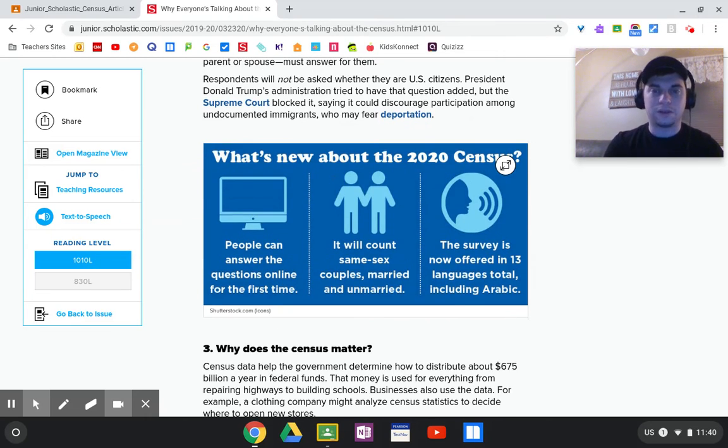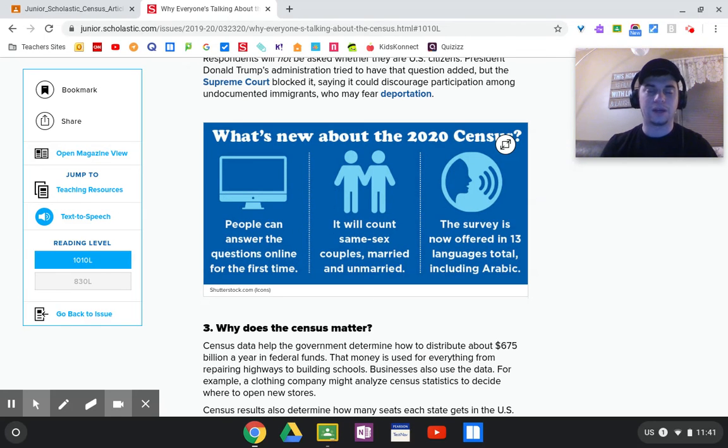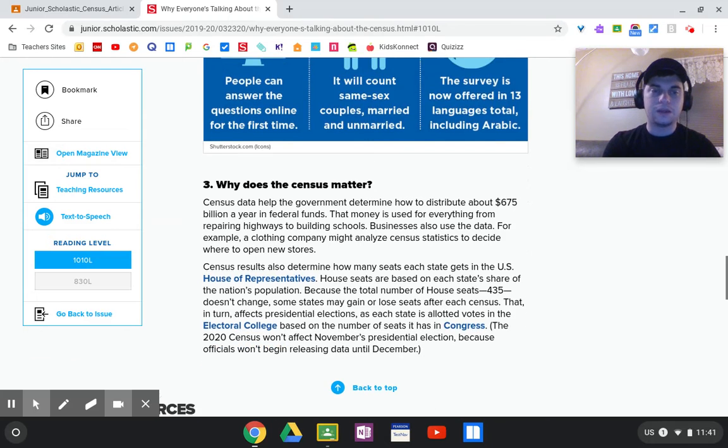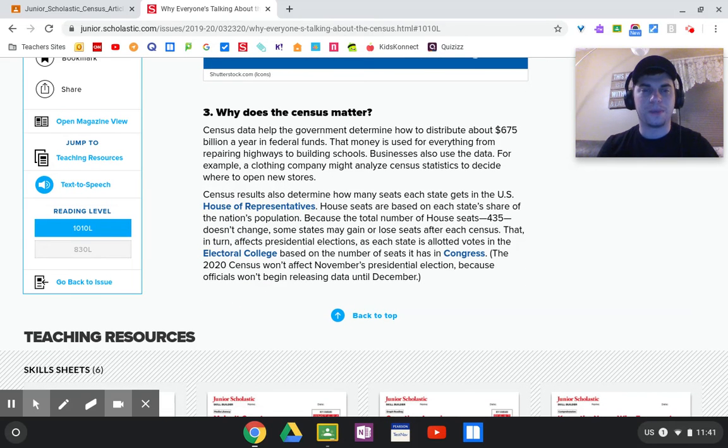Okay, so some of the new things that are highlighted in this new census, they alluded to how people can answer on the internet for the first time. It's going to count same-sex couples, married and unmarried, and surveys are now offered in 13 total languages, including Arabic. And number 3, why does the census matter? Census data helps the government determine how to distribute about $675 billion a year in federal funds. That money is used for everything from repairing highways to building schools.